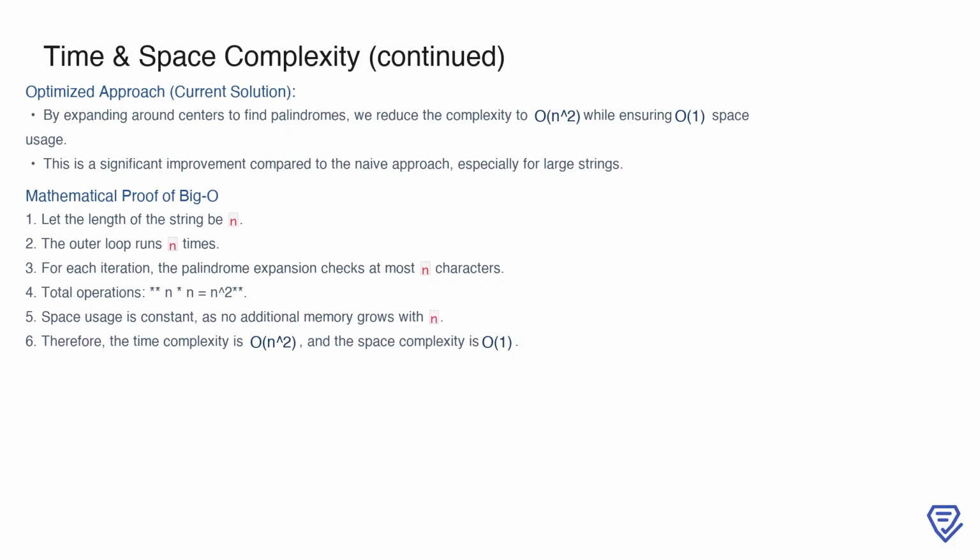To summarize the mathematical reasoning behind the time complexity, the outer loop runs n times, and for each iteration, the palindrome expansion checks at most n characters in the worst case. This results in a total of n * n operations, which simplifies to O(n squared). The space complexity, on the other hand, is constant because no additional memory scales with the size of the input. Therefore, the overall complexity of the solution is O(n squared) for time and O(1) for space, making it a highly optimized approach for solving the problem of finding the longest palindromic substring.